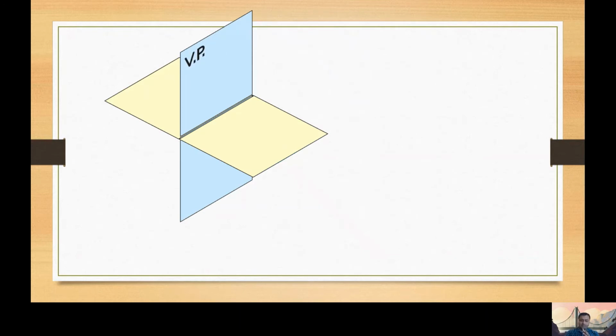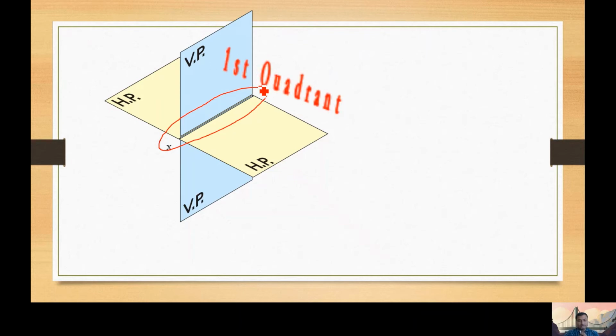Again, this is just a pictorial representation of the quadrants. This is my VP, this is my HP, and this is a very important term here, XY. XY is the intersection of the two planes. Keep in mind this XY, because on the basis of this XY only we are going to locate and place our front view, top view, and side view. So there are four quadrants: first, second, third, and fourth.